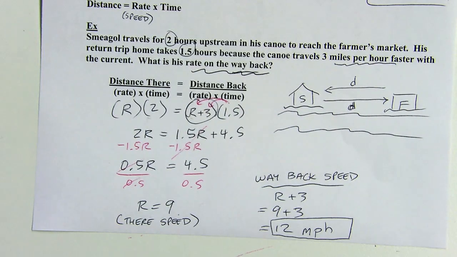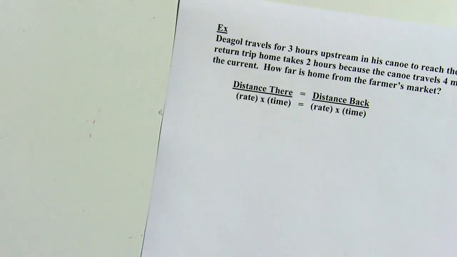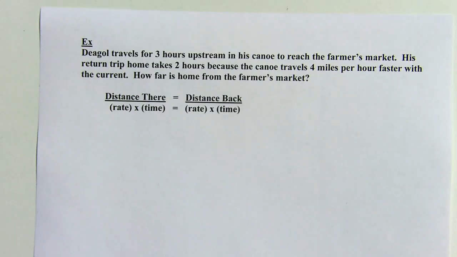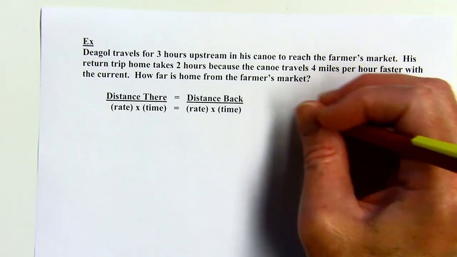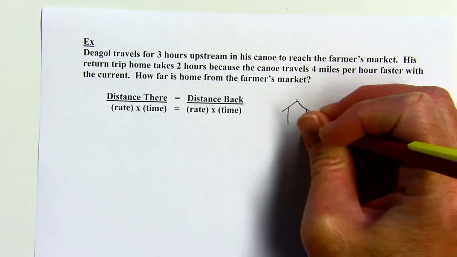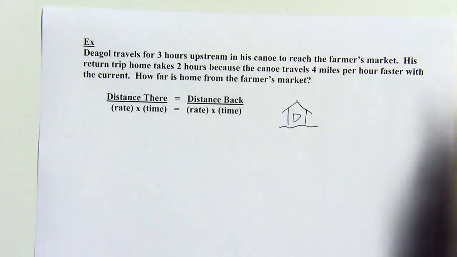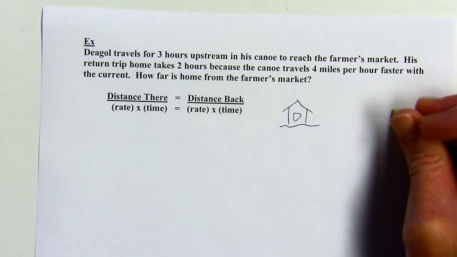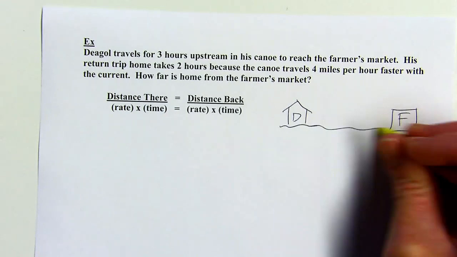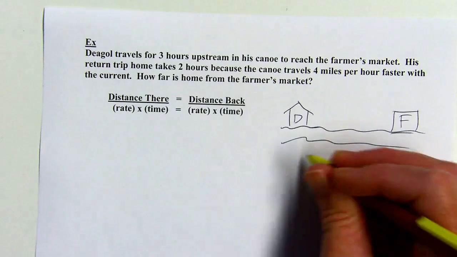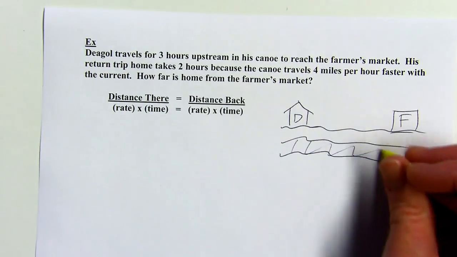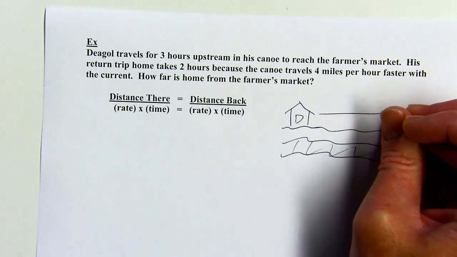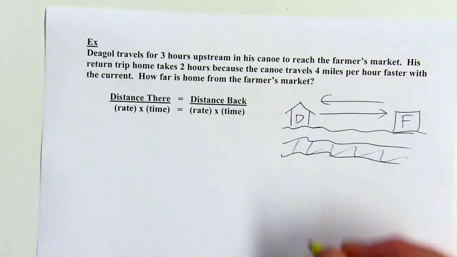Okay, let's try one more of these. All right, this time Deagle is traveling to the farmer's market and then back home. There and back again. See what I did there? All right, anyways, here's Deagle's house. And then here is the farmer's market. Okay, and here's the stream that he can use. There's my stream. All right, the distance there is the same as the distance back.